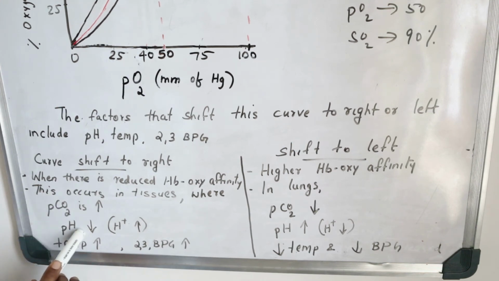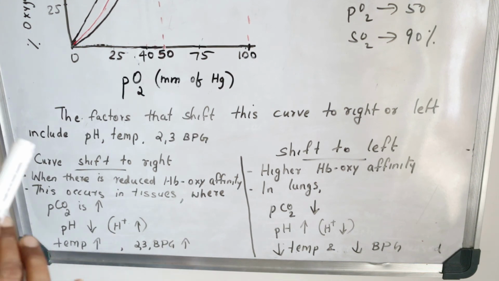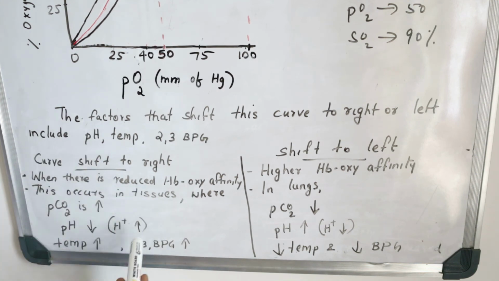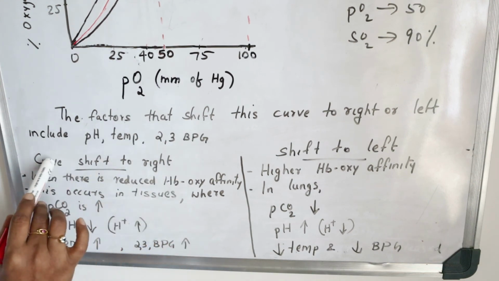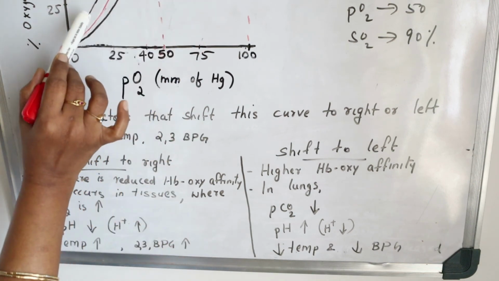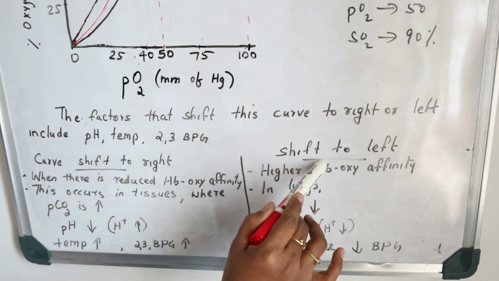Again the pH is reduced there, with an increase in H plus ion concentration, and we know pH is the negative logarithm of H plus ion concentration. So pH is reduced. Again, increase in temperature, increase in 2,3 bisphosphoglycerate. All these factors will decrease the oxygen affinity, or will cause the shift of the curve to the right side. Now moving to the shift to left.